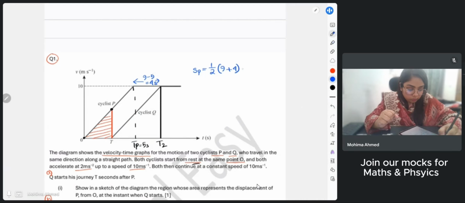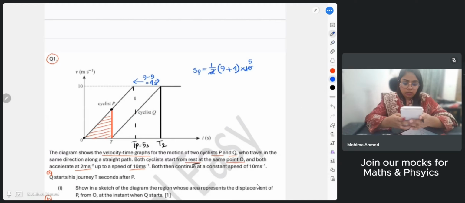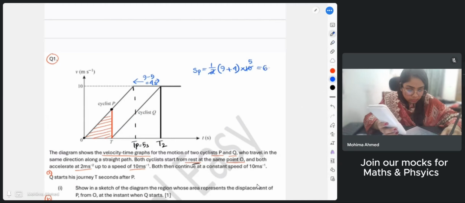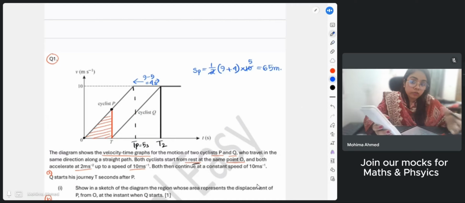Plus 4 multiplied with height, which was 10. And if you just cancel this out, this is 5. 9 plus 4 was 13. 13 multiplied with 5 is 65 meters. This is 65 meters. The distance traveled by cyclist P during that total 9 seconds, by the time Q reaches 10 meters per second, is 65 meters.